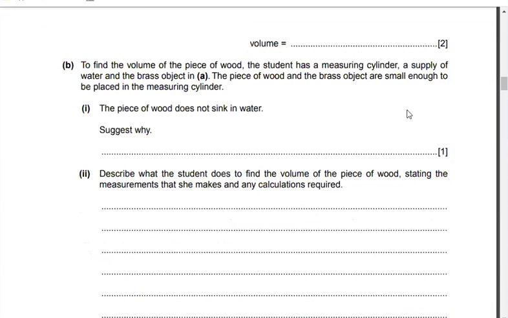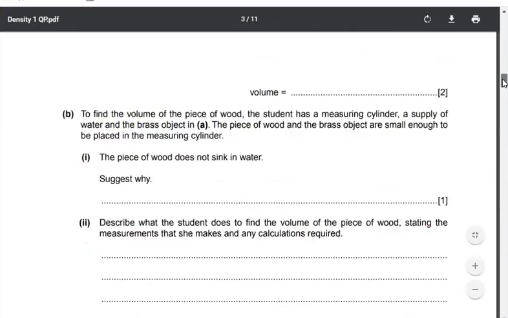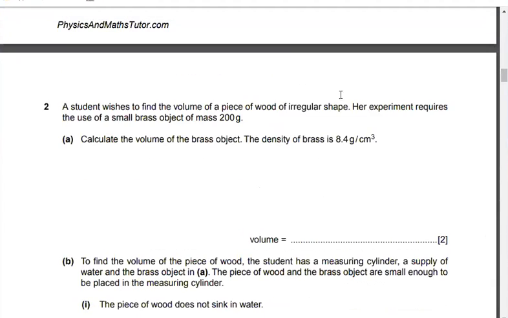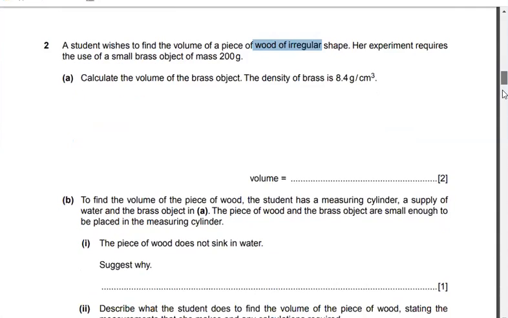First of all, I will get back to the previous part, question A. Here I see that the wood is of irregular shape. If the wood is of irregular shape, it is obvious I cannot use the formula volume is equal to length into breadth into height. I will have to put that piece of wood inside the measuring cylinder, and then only I'll be able to measure it. So how to go about this question?